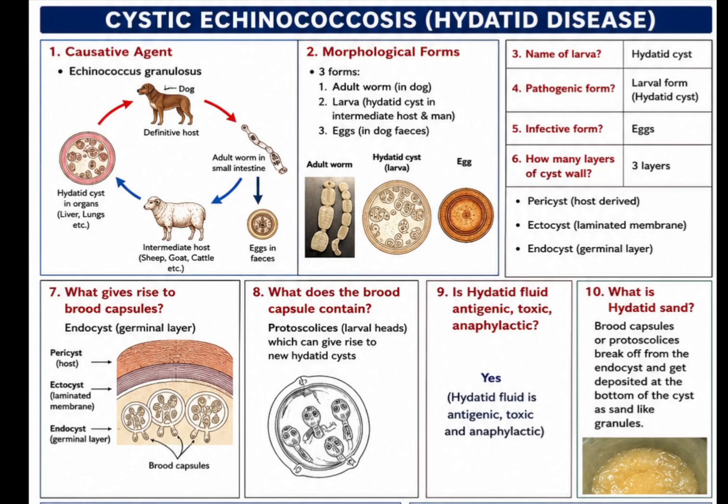So today let us talk about some questions related to cystic echinococcus or hydatid disease. First of all, what is the causative agent of cystic echinococcus? The answer is Echinococcus granulosus.